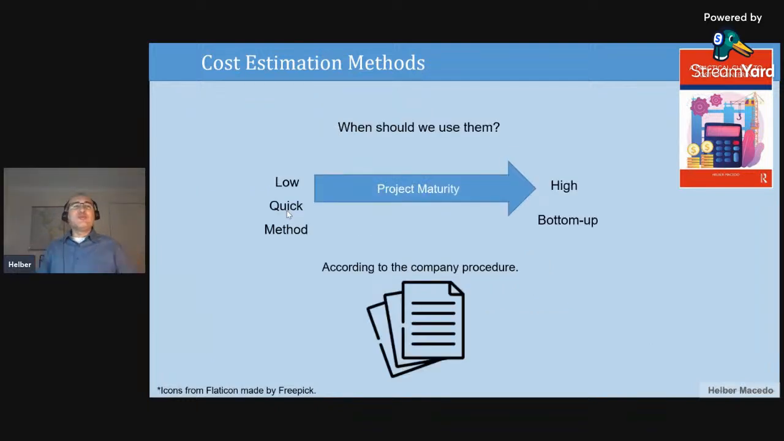And when should we use these techniques? Okay, so the key answer here is the maturity of your project. If you have enough maturity of your project, you can go, for example, for a bottom-up methodology. But if your project is in the initial phase, the planning, you are in the FEED stage, so it is a low maturity of your project, the recommendation is to use the quick method. The most important point in my recommendation is that your company should have a procedure to define a standard, a guideline, to define what is the best methodology for each phase of your project.